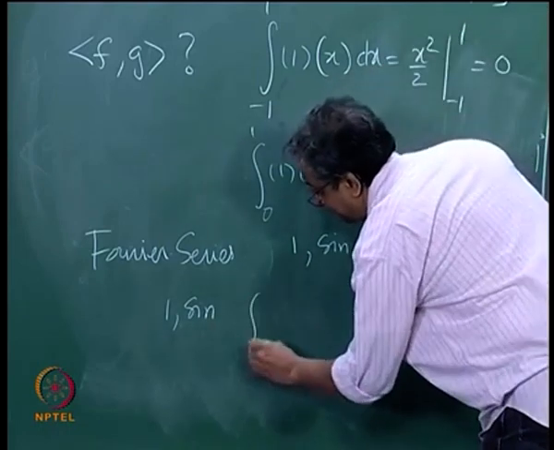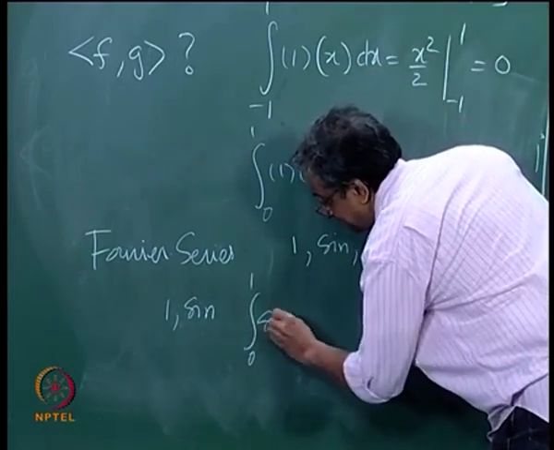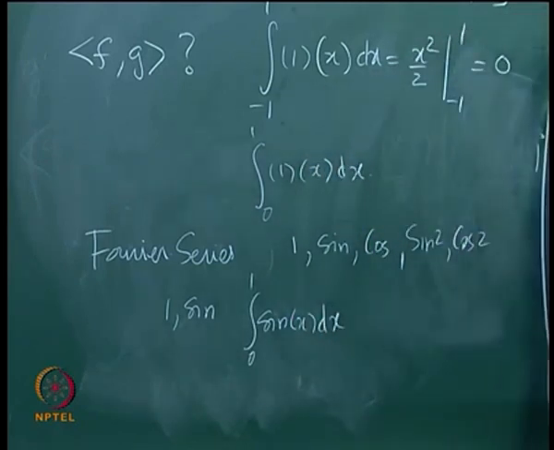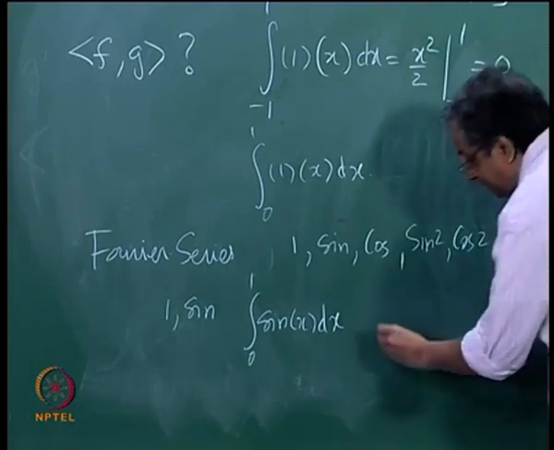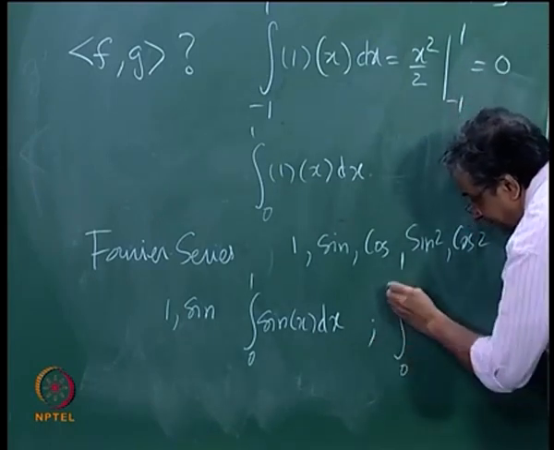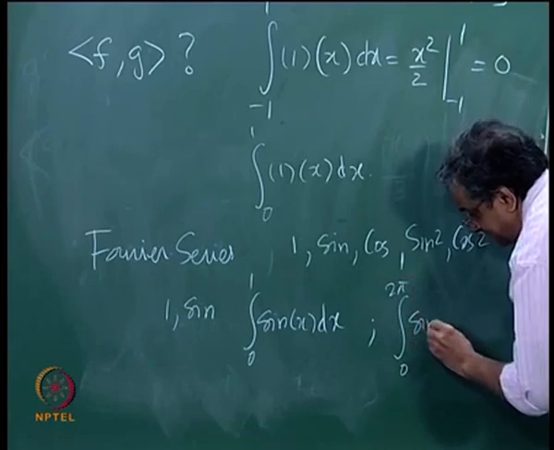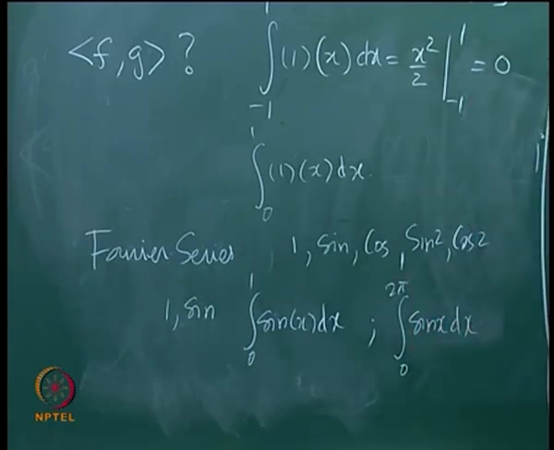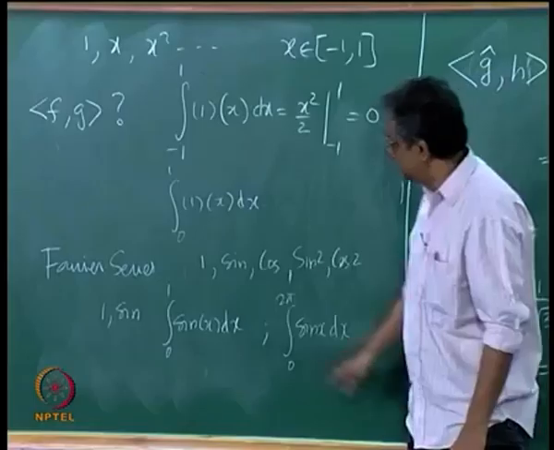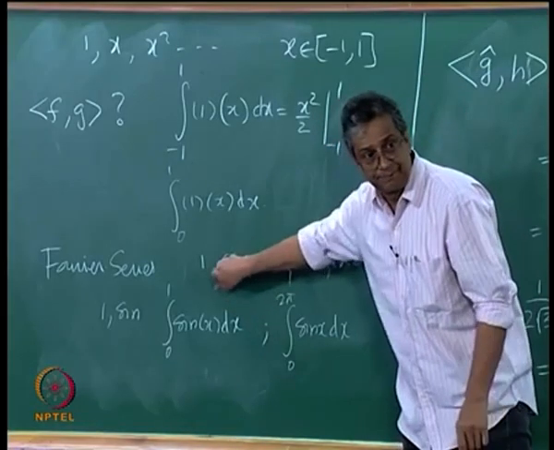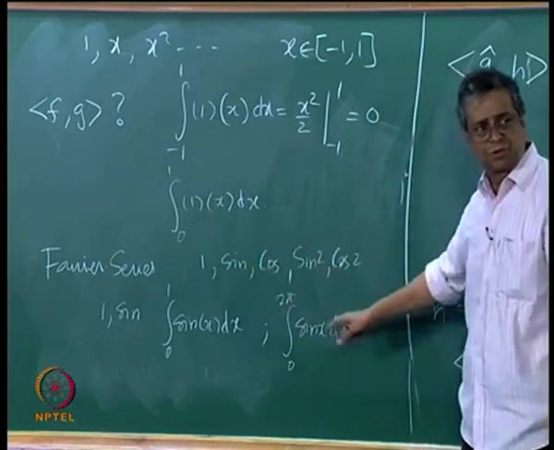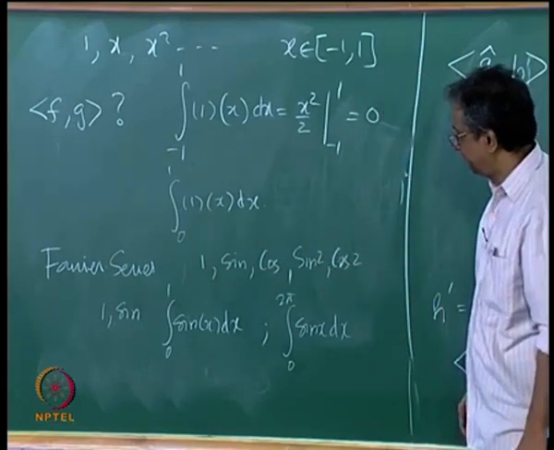If you say that on the interval 0 to 1 the integral of sin x dx is not 0. On the other hand, if you say on the interval 0 to 2 pi the integral of sin x dx, you do get 0. So the functions 1 and sine are indeed orthogonal on that interval, and of course you can figure out how to go about normalizing it and so on.